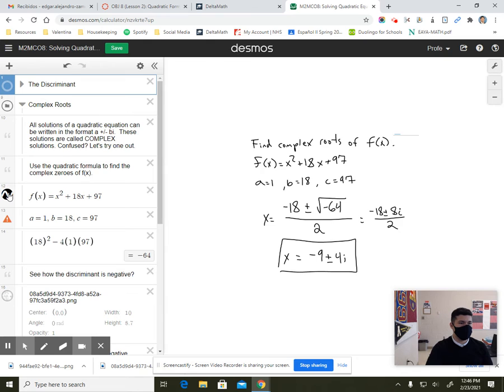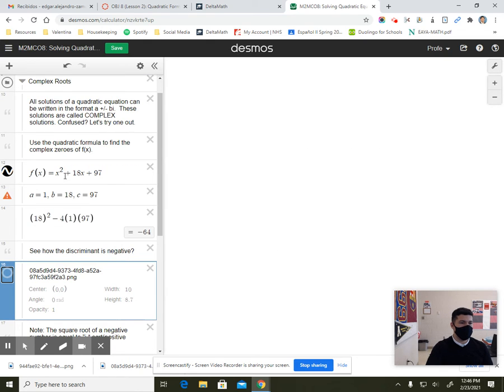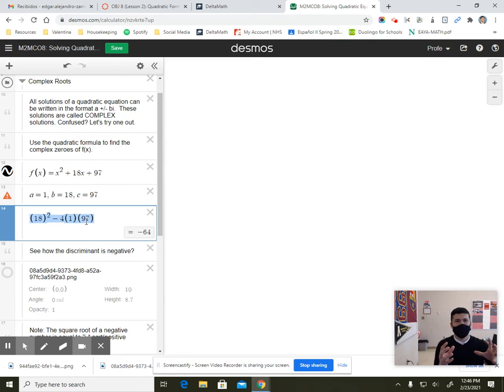So what if I had the function f of x equals x squared plus 18x plus 97? I readily identify a, b, and c: 1, 18, and 97. And what I'm going to do first this time is calculate the value of the discriminant, in other words, b squared minus 4ac, because it's the biggest part of the calculation. So 18 squared minus 4 times 1 times 97 gives me a result of negative 64. You haven't had that yet. So how am I going to have the square root of a negative number? Let's see how this works.